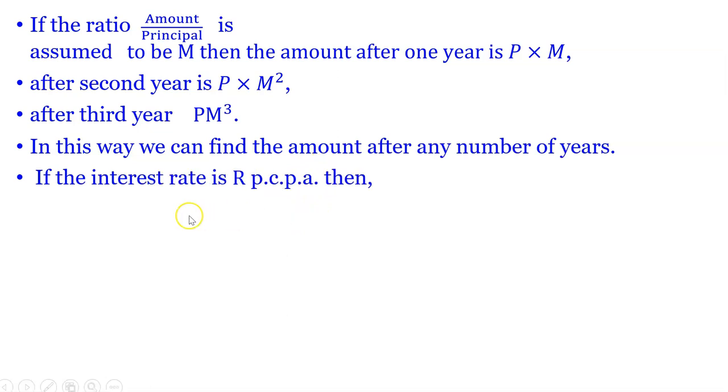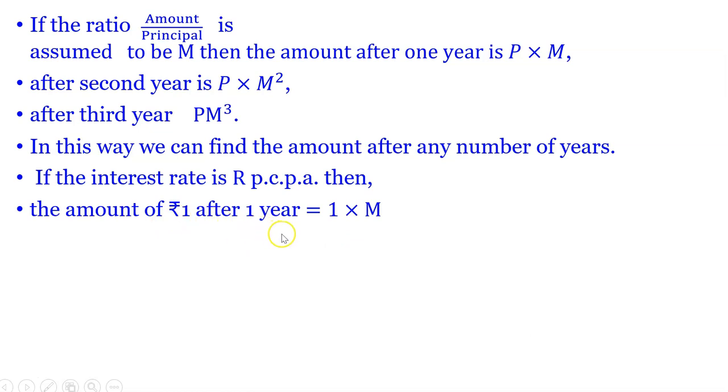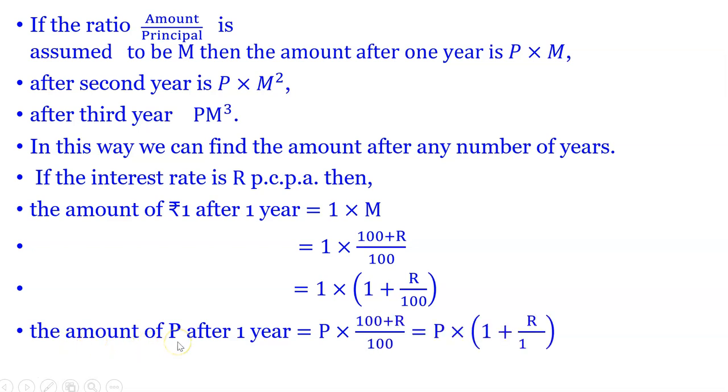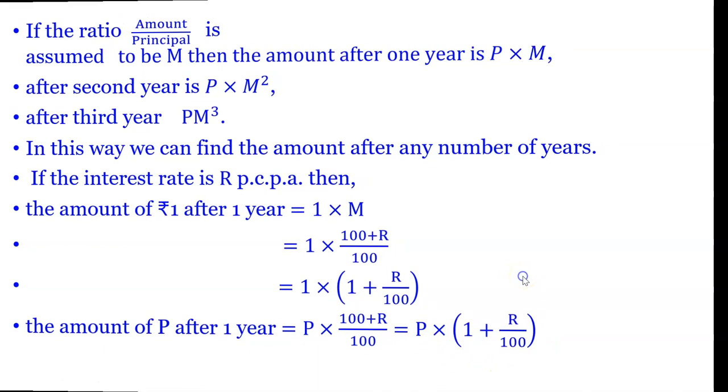If the interest rate is r percent per annum, then the amount of rupees 1 after 1 year is 1 into m, that is 1 into (100 plus r) upon 100. We split it up: 100 upon 100, that's 1 plus r upon 100. The amount of P after 1 year is equal to P into (100 plus r) upon 100, and that's nothing but P into (1 plus r upon 100).